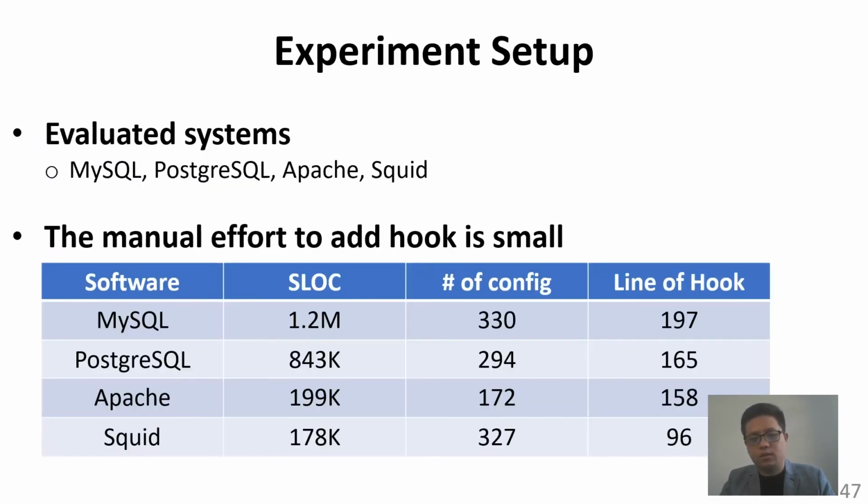We evaluate Violet on 4 popular systems: MySQL, PostgreSQL, Apache, and Squid. Each one of them has hundreds of thousands of lines of code and hundreds of parameters. The last column shows the lines of hook we added for each system. As you can see, we only add less than 200 lines of code for each system, which is a very small amount of manual effort.